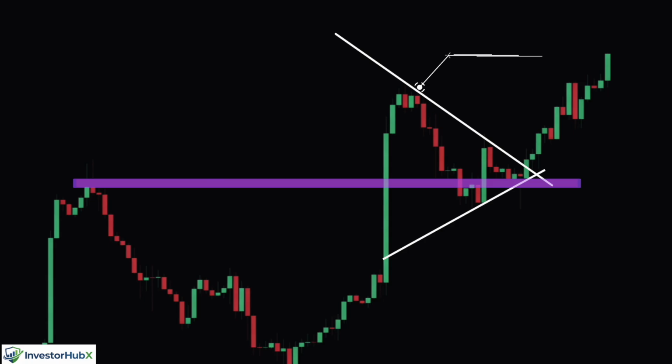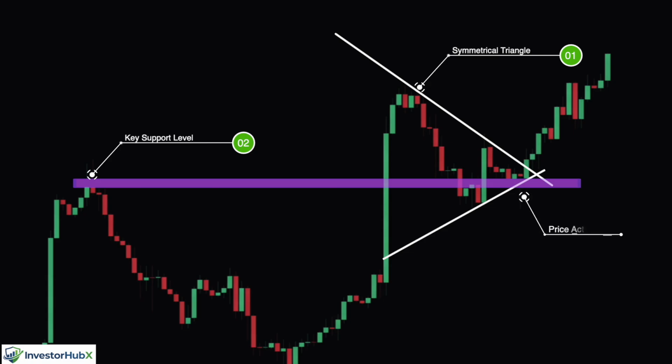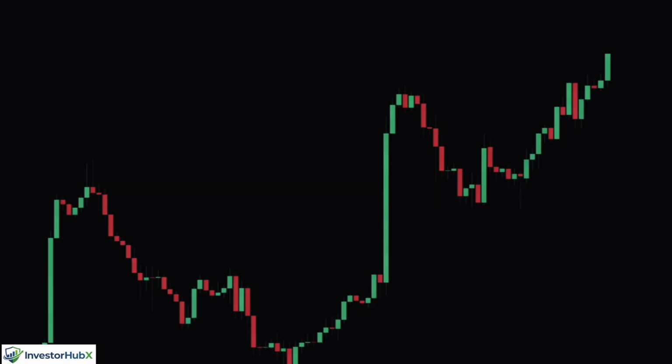This is a symmetrical triangle. At this point here, we can identify a key support level. When price drops into this zone, we look closely at the price action. If we see a long wick hammer candle, it suggests strong buying pressure and rejection of lower prices. Then, when price breaks out of the symmetrical triangle, it presents a high probability long trading opportunity.